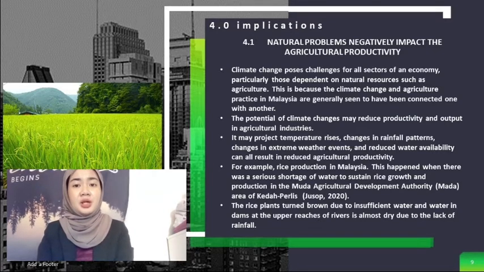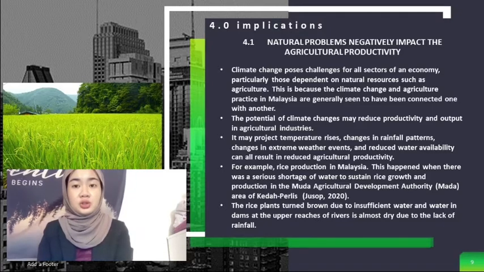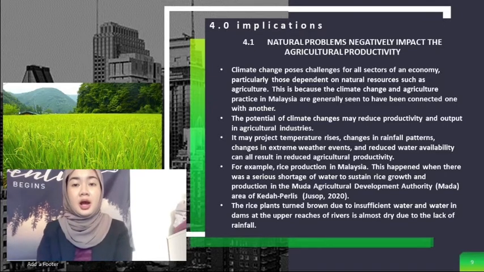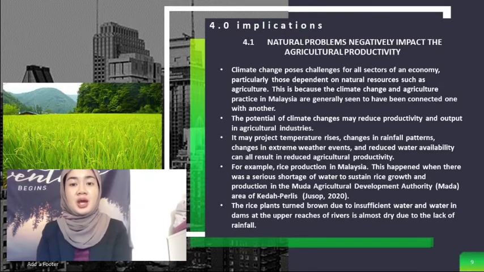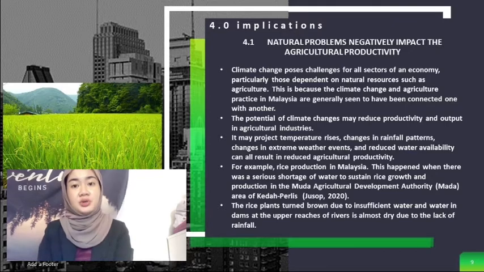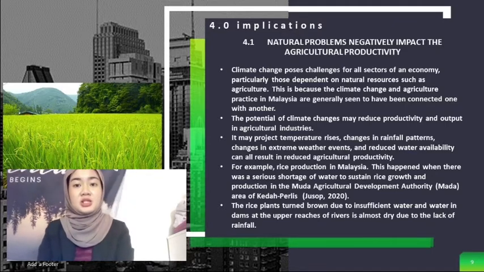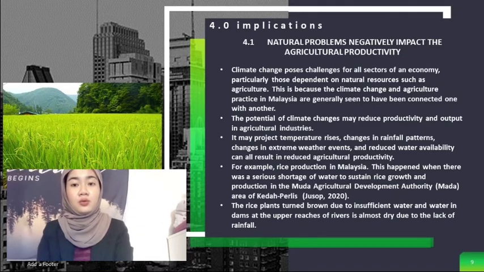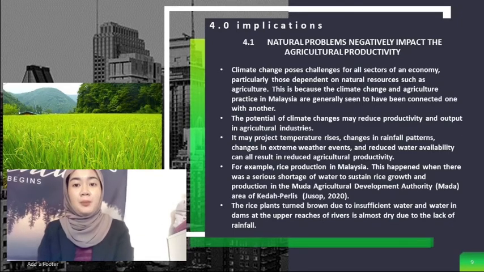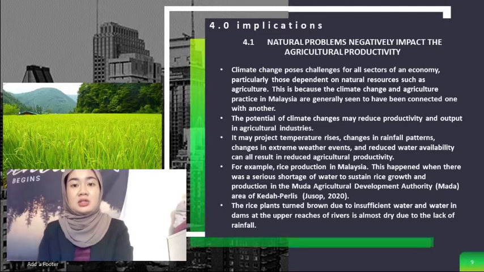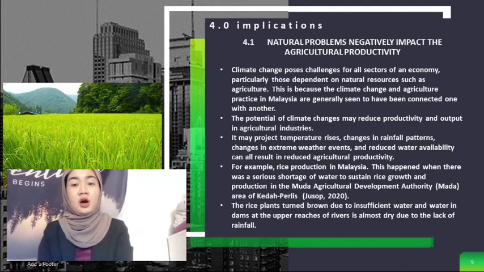This happened when there was a serious shortage of water to sustain rice growth and production in the Muda Agricultural Development Authority (MADA) area of Kedah and Perlis. It will become a serious issue as it may threaten our food security. The rice plants turn brown due to insufficient water to support their growth. Water in dams at the upper reaches of the river is almost dry due to the lack of rainfall.